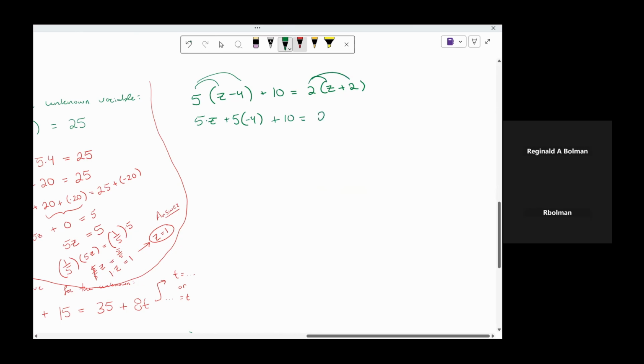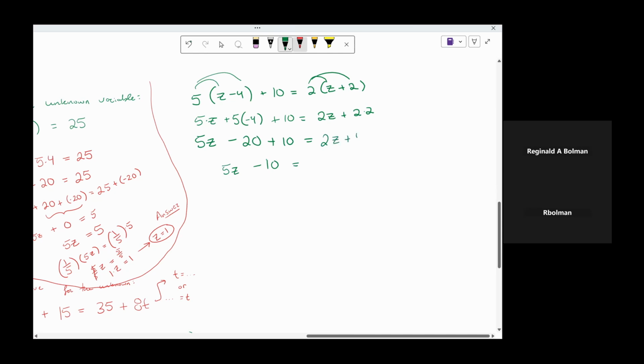You're going to distribute your 2 to your z, and you'll have 2 times z. Then, positive times negative is a negative. 5 times 4 gives you 20, and you'll just have 5 times z. Negative 20 plus 10 gives you negative 10. So if I owe you $20, but I pay you back $10, I must owe you $10.